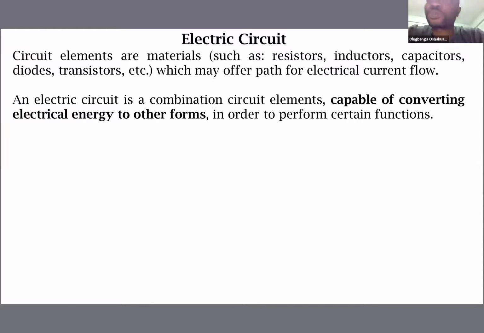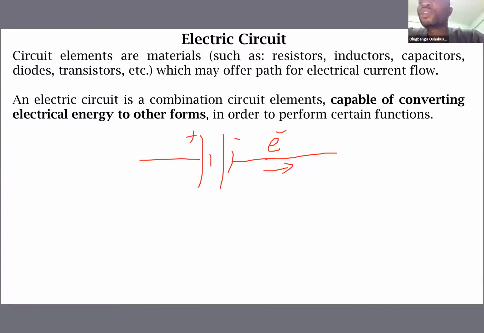So when we have a circuit, for instance, this is a battery. This is the positive terminal. This is the negative terminal. Electrons are negatively charged. We expect them to flow out of the negative terminal of your battery. So in the circuit, electrons flow from the negative terminal to the positive terminal.